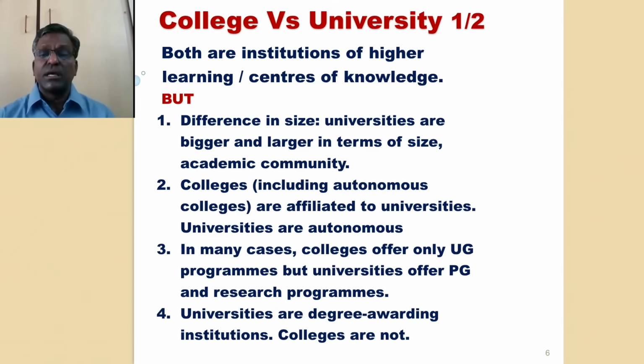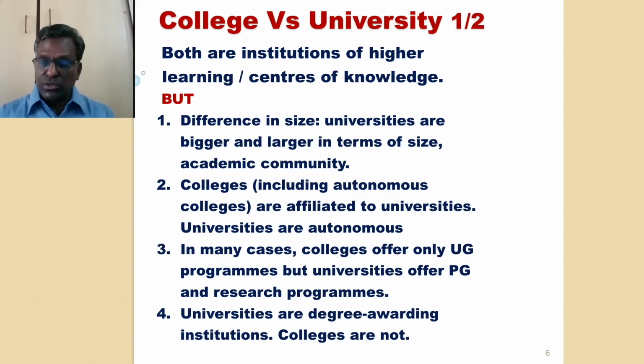The third difference, a university is supposed to offer research and postgraduate programs, whereas most colleges, not all colleges, most colleges, they offer only undergraduate programs. The fourth point, and that is an important point, universities are degree awarding institutions, whereas the college, even if it is an autonomous college, is not a degree awarding institution. So there are four major differences between colleges and universities, and this slide has covered those differences.